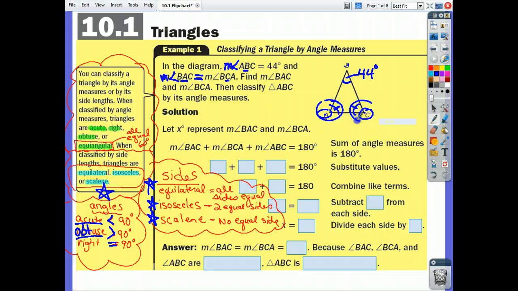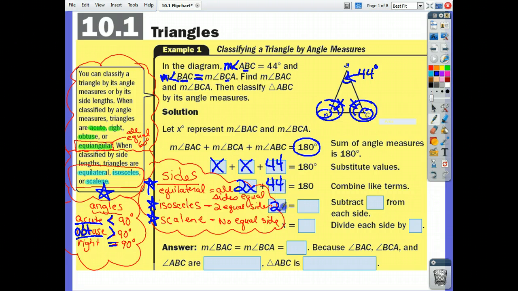So if we know these two are equal, and we only have this angle, can we figure out what those two missing angles are? Yes. How? Exactly. Because triangles, the angles all add up to 180. So if these are both x, we don't know what they are, if you're setting up an equation, x plus 44, and I can say x and x because they're equal. Now I have 2x plus 44 equals 180.